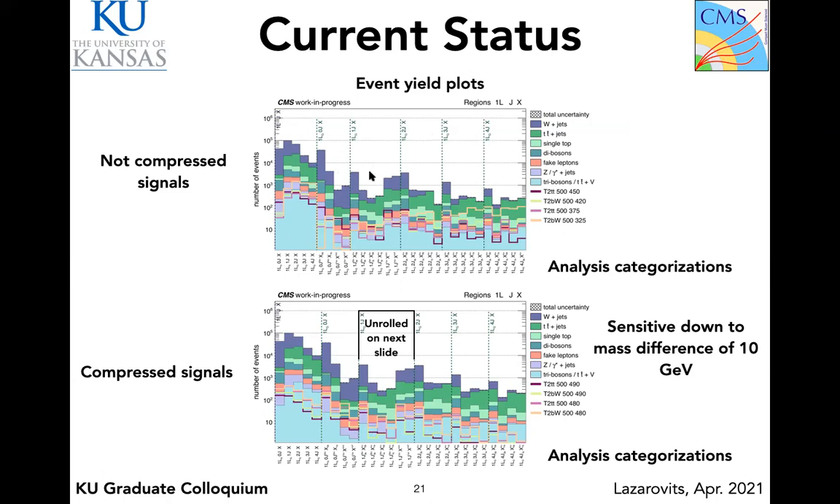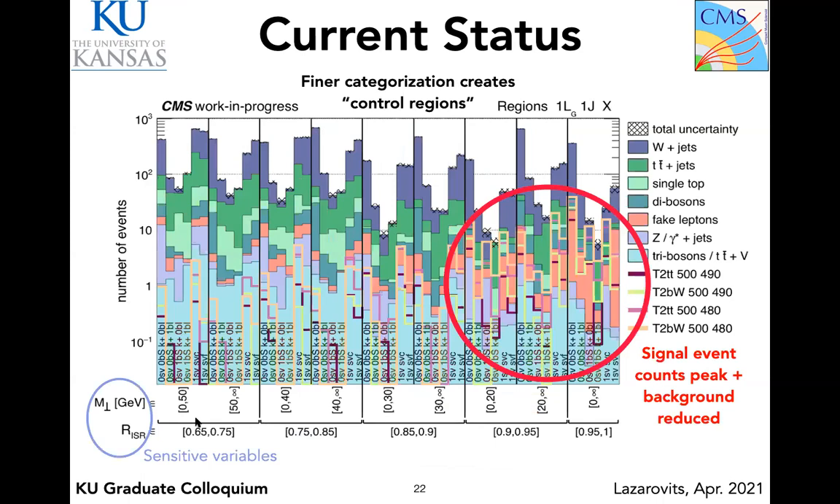So in this top plot, we have less compressed signals, which are these open line histograms instead of the solid ones, which are our backgrounds. And then on the bottom, we have signals that are more compressed. And you can see even in these more compressed scenarios where we only are getting a mass difference of like 10 or 20 GeV, we're still getting some signal yield, which is good. And then on the next slide, what you'll see is this particular set of bins unrolled into our sensitive variables. You can see here we have our sensitive variables on the x-axis. So we have mperp and RASR, and then just further categorizations of the events based on the physics object count.